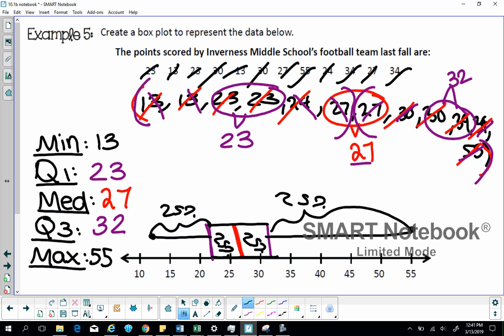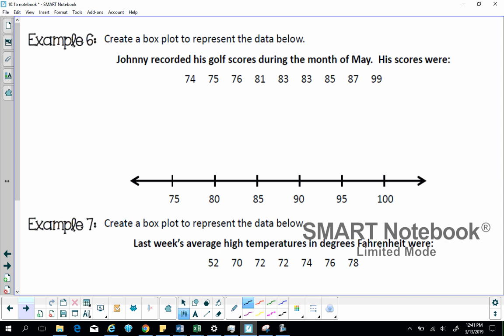Okay, let's try the next one. So the next one we'll try, and then this one I'm going to show you how to do on your calculator. And you can choose half of the last class that I didn't enjoy doing it by hand, so I'm just going to do it by hand. Other people are like, why wouldn't I just use the calculator?